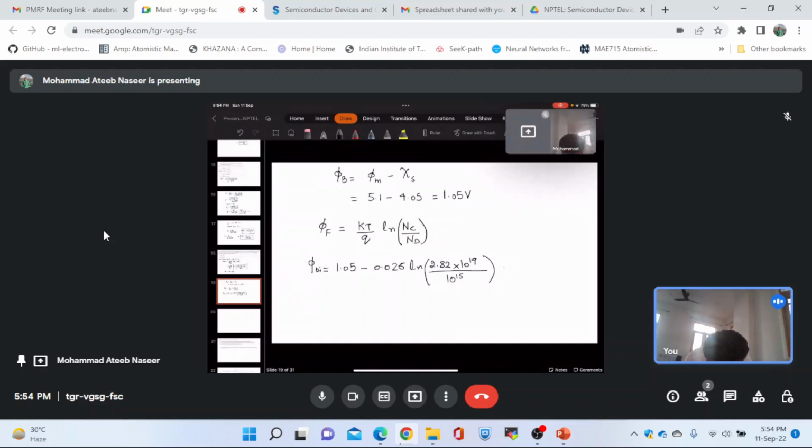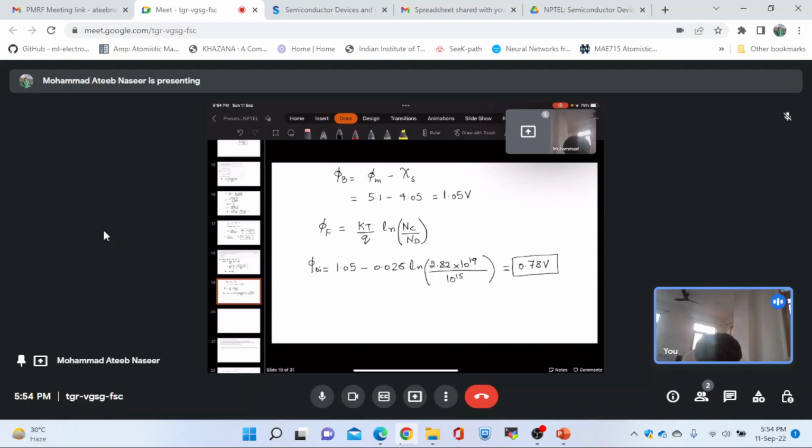Now if I solve this ln, it will come out to be equal to 821. It will simply be equal to 1.05 minus this quantity, which is 0.78 volts. This is the built-in potential that we got.